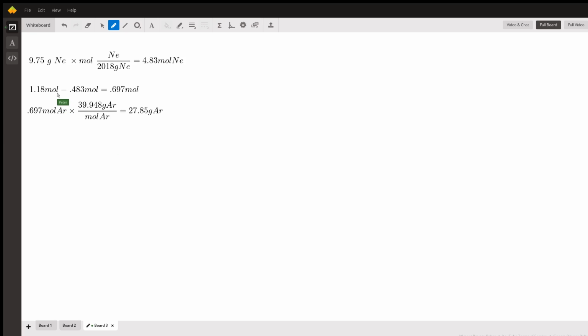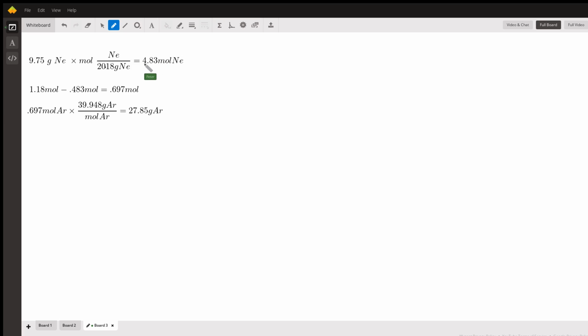And you take that number of moles. You've got 9.75 grams of neon. For every mole of neon, you've got 20.18 grams. Oh, that should be 20.18, sorry. Yeah, 20.18 grams of neon. All right, and you should come up with 4.83 moles of neon.